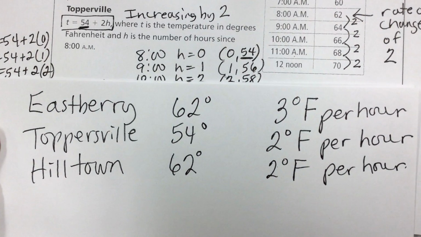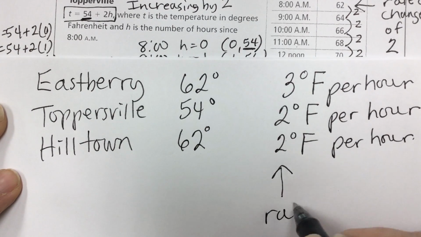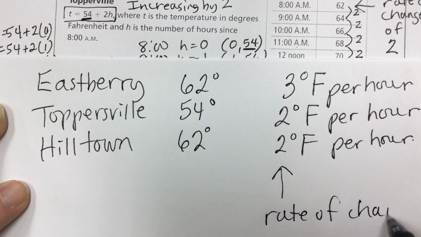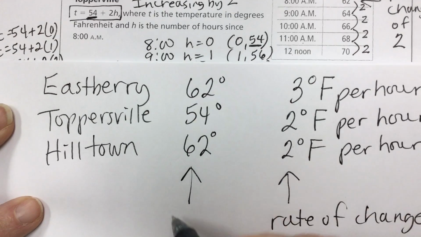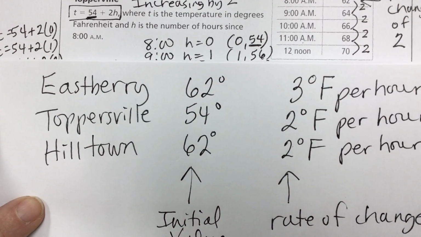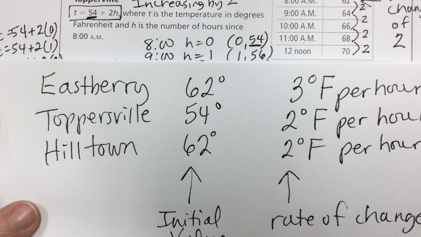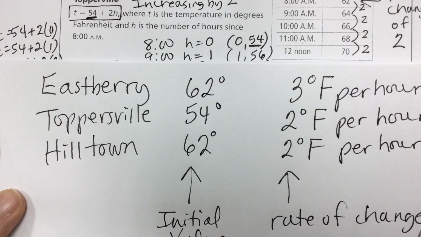Okay, so I think we determined the rate of change. This would be your rate of change, what it was increasing per hour. And let me also say that this is your initial value. This is what it was at 8 o'clock. 0 hours after the time started, 0 hours would mean the initial time, what it was when it first started. So this column is your initial time, this column is your rate of change.